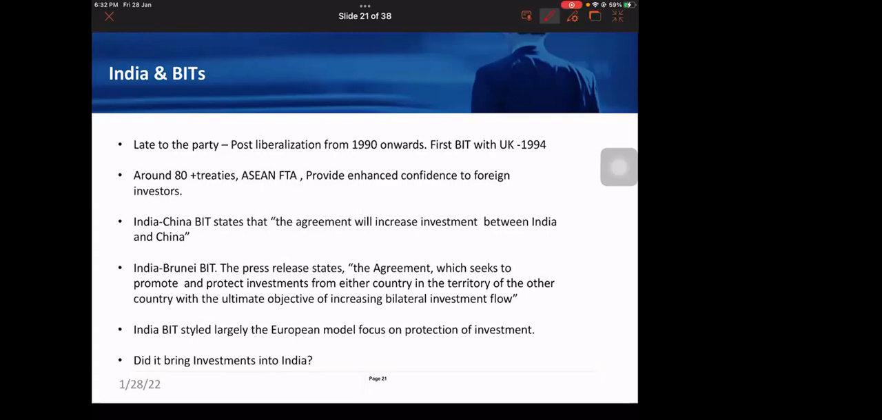Now, when India signed its treaty with China, the press note said the agreement will increase investment between India and China. With Brunei, it says the agreement will promote and protect investments from each country for increasing bilateral investment flow. So all these things showcase the fact that India wanted to enter BITs to promote investments. Now, did it bring investments into India is a question, and this is a question not only for India.